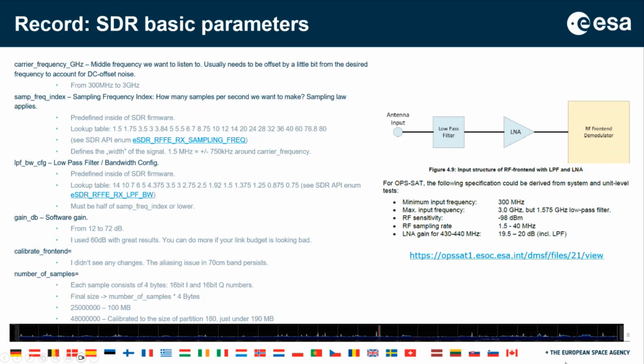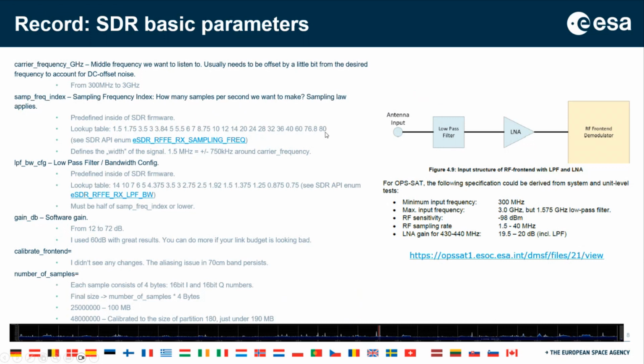This is like the entire radio spectrum, and then you can select, okay, I want to listen to this frequency, for example, here. And then, the SDR only supports frequencies from 300 megahertz to 3 gigahertz, and in this range you can select this value. And then the next value you need to select is the sampling frequency index. And the available indexes are listed here. So it goes from 1.5 megahertz up to 80 megahertz.